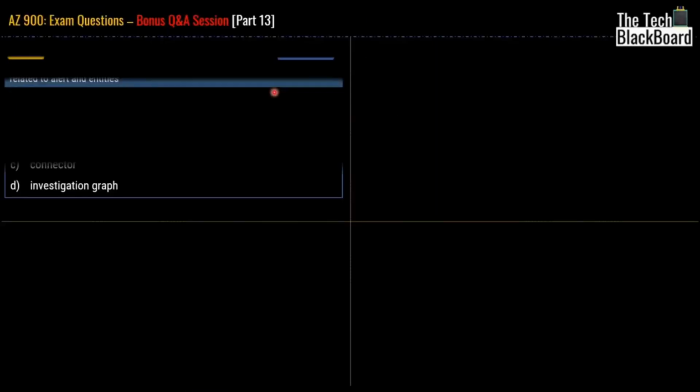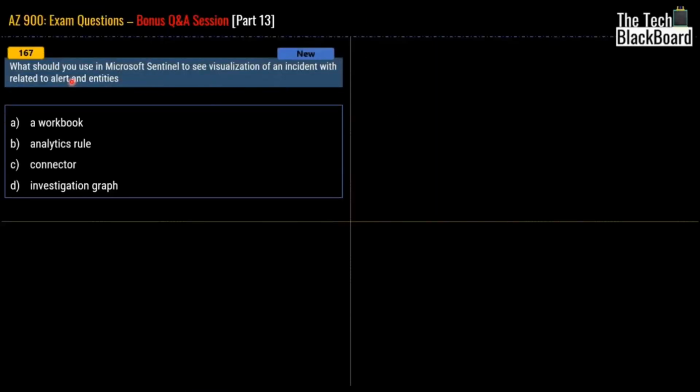Let's begin our part 13 with question number 167. The question says, what should you use in Microsoft Sentinel to see visualization of an incident with related alert and entities? Your options are workbook, analytics rule, connector, or investigation graph.